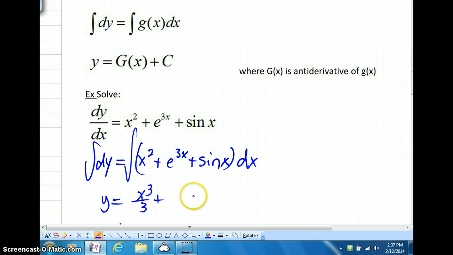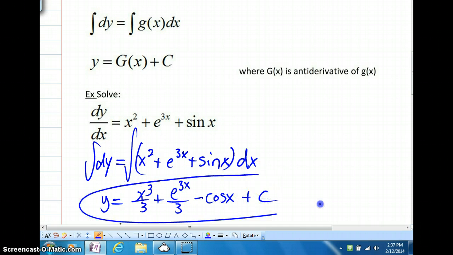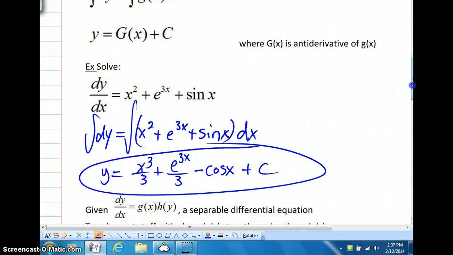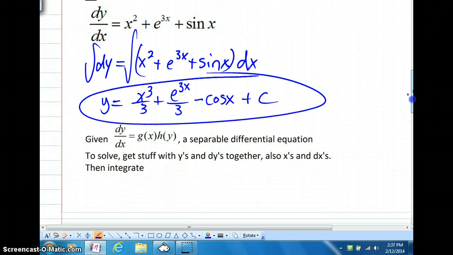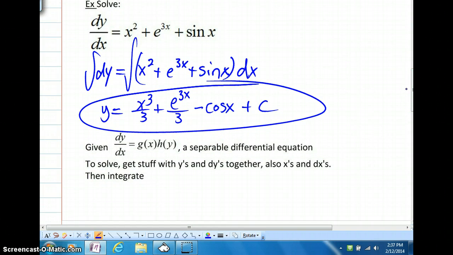Ooh, reverse the chain rule. I hope you remember how to do that. E to the 3x over 3. What's the antiderivative of sine? Negative cosine. Don't forget the pesky little constant. Done. Wow. All right.